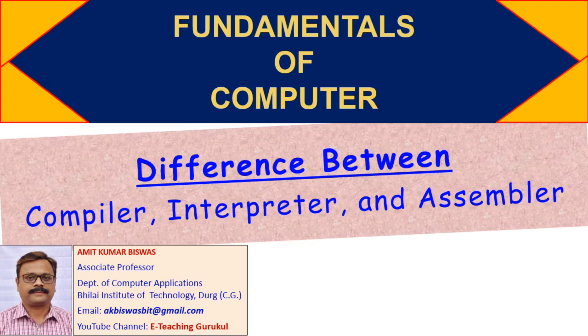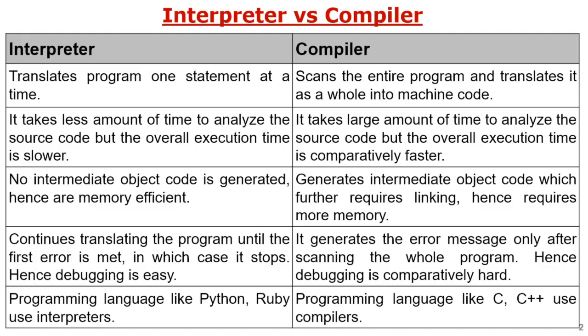So I am going to cover the comparisons between them: how the compiler, interpreter and assembler compare with each other as translators, how efficient or not efficient they are, and what the advantages and disadvantages are. At the end you should see that video to understand the difference. The first difference is between interpreter and compiler, and the second is between assembler and compiler. They are related to each other, so we are going to differentiate them.